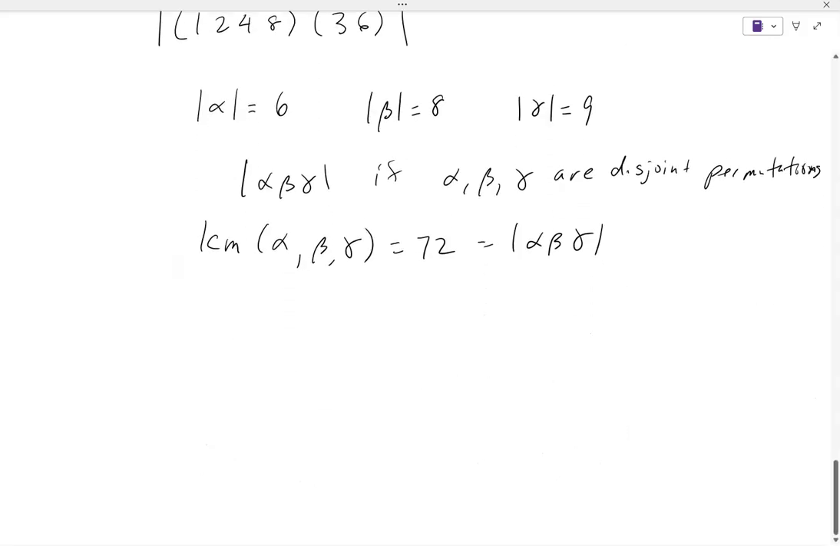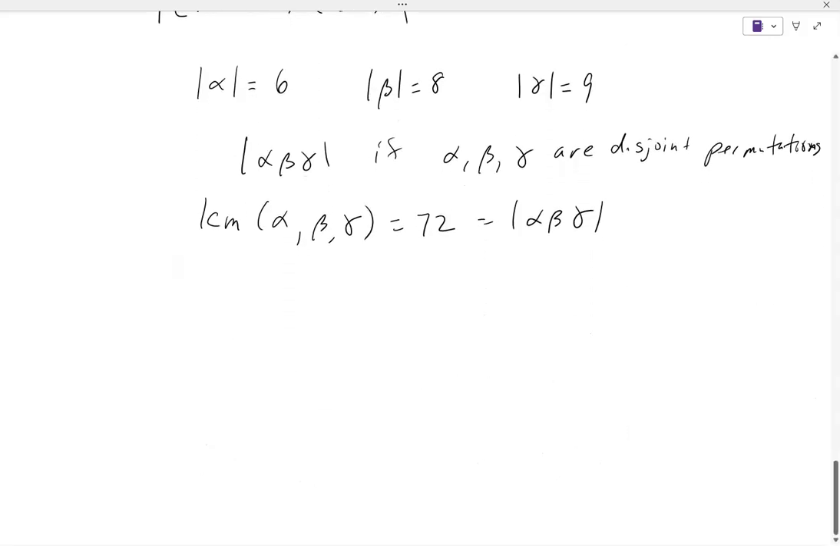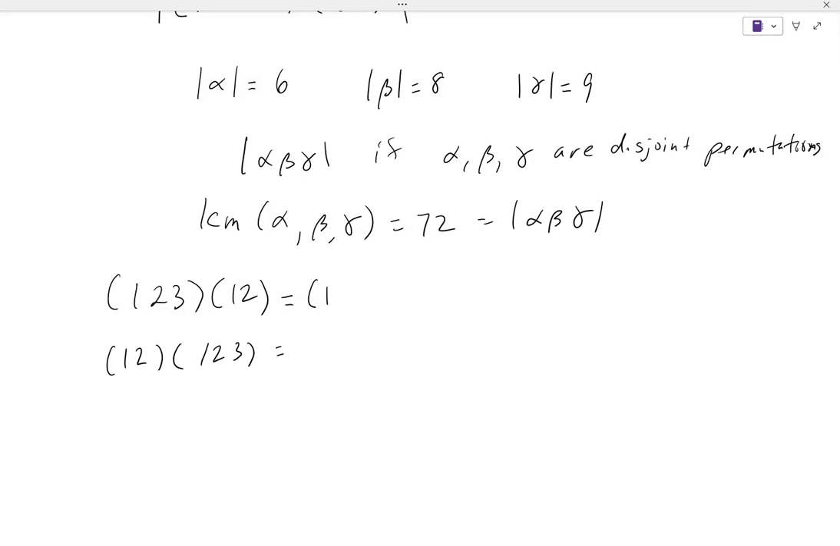So let me show you just for a second what I mean when the cycles don't commute. So what if we did 1, 2, 3, and then did 1, 2 on this way, and then do the same thing the other way around? In the first one, where does 1 get mapped to? 3, right? Because 1 goes to 2. Put it in the second one here.